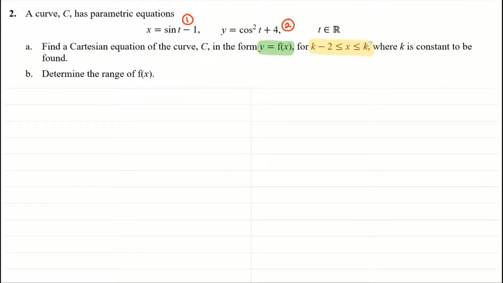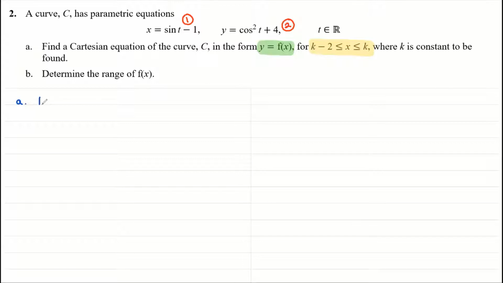All right, so the domain differs by 2 units. And then for part B, we also have to find the range of f(x). So we'll do that second. So for the Cartesian equation, let's make a note. This is part A. Once again, I'm not going to make notes here. We'll just do it. We're going to make sin t the subject first of all, and then we're going to make cos² t the subject.